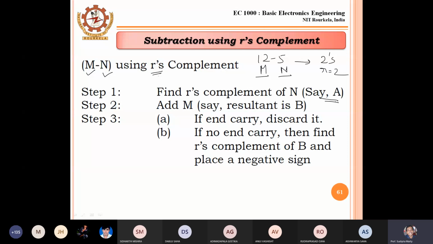Suppose it is A. After finding the complement, you have to add m to A. So A plus m you have to perform. Then suppose the resultant is B. Then in step 3, if the end carry occurs, then discard it. That is the result. If there is no end carry, then you have to perform the R's complement and place a negative sign. Just write these steps while solving the problem. It will be easy. Okay, can you solve the problem? Have you written? Everybody has written? Yes, sir.